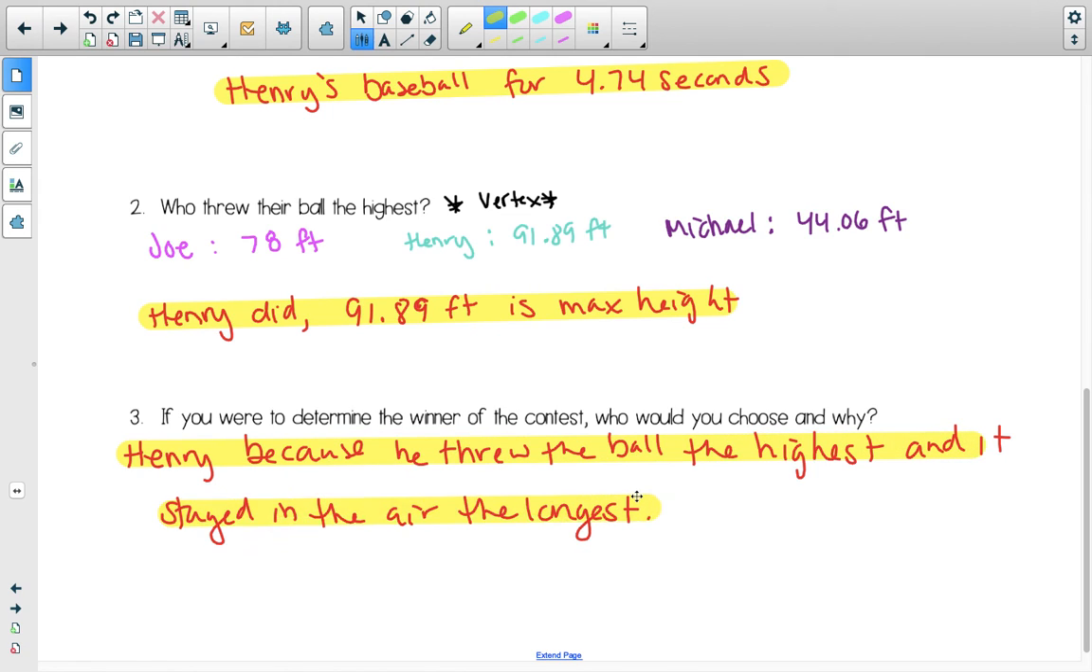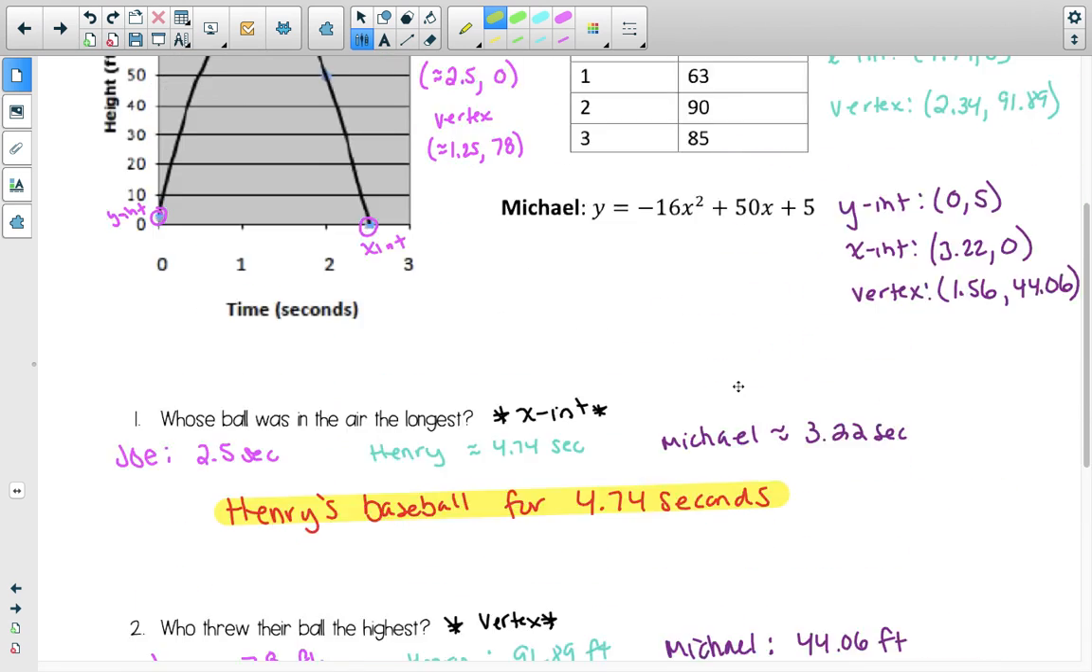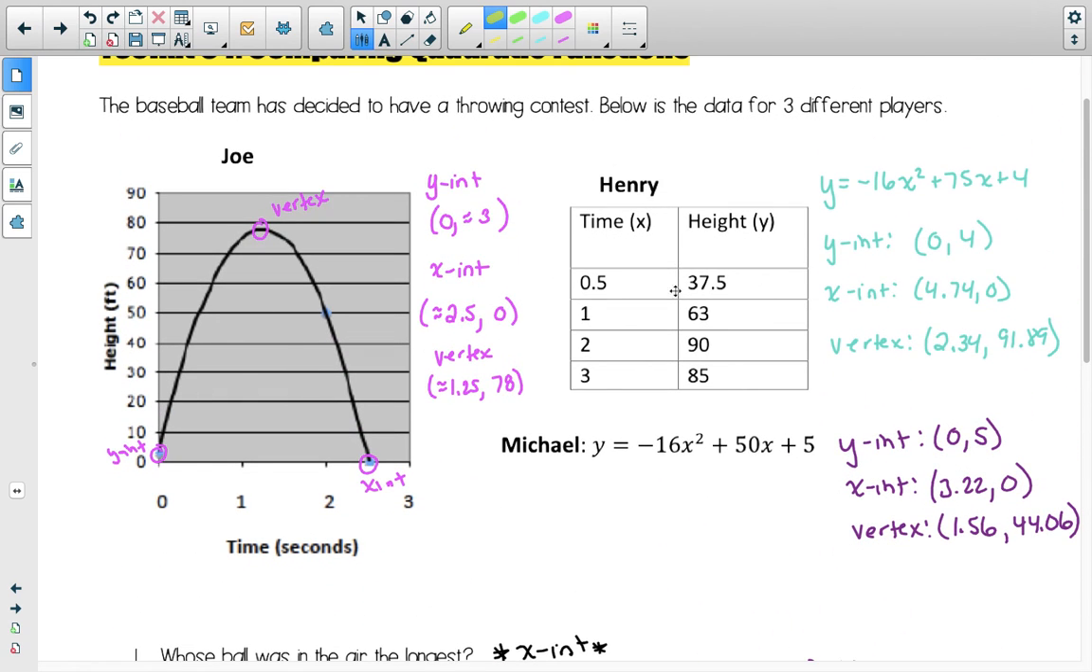We can use a graph, a table, or an equation. As long as we can find the important information, we can compare any type of graph, table, or equation, because all of the information comes out from the same thing.